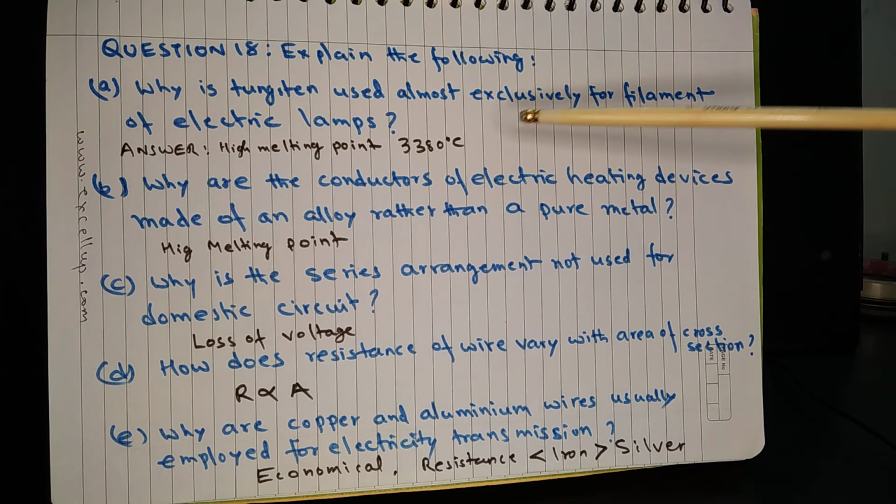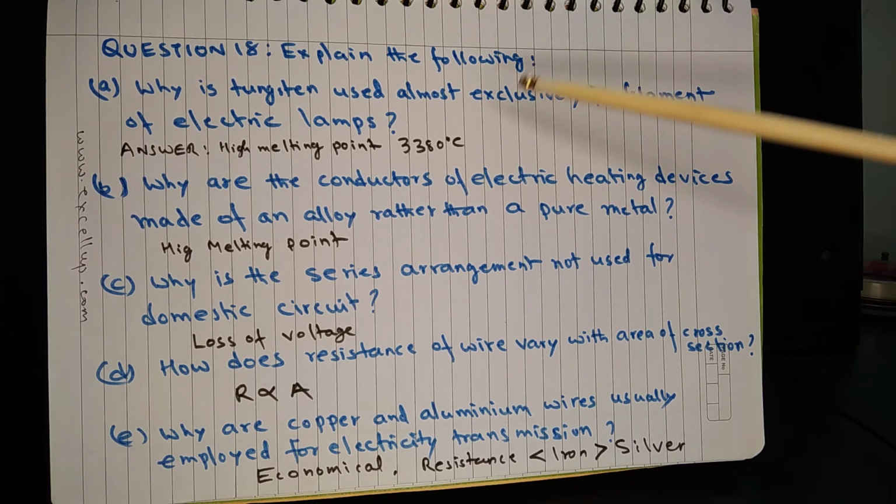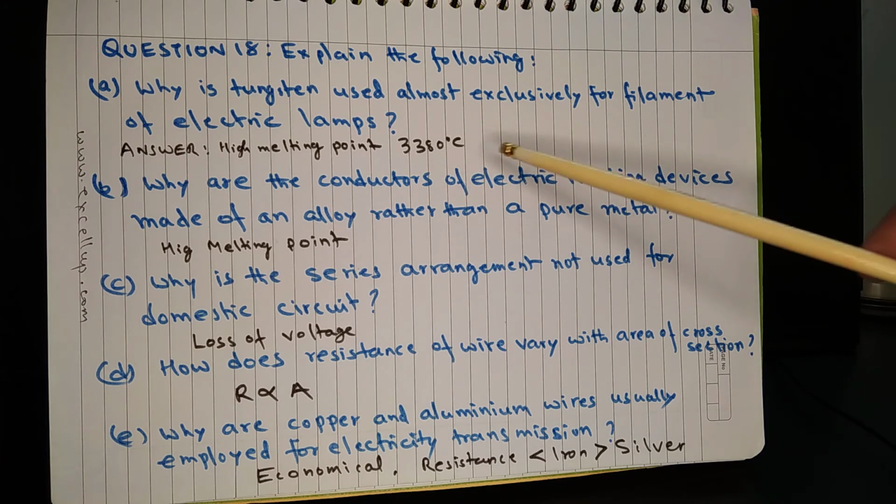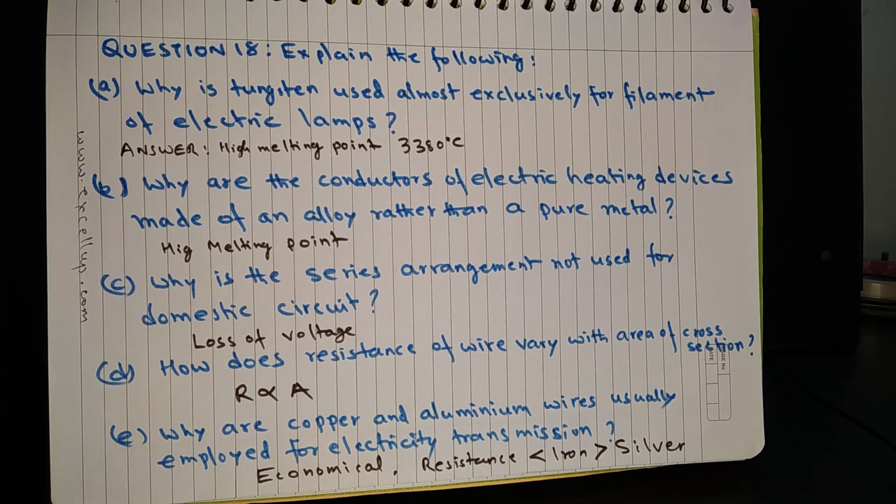The answer is that tungsten has a very high melting point. The melting point of tungsten is 3380 degrees Celsius. So even at high temperature, tungsten does not melt. Okay, and because of the high melting point, tungsten can absorb as much heat as possible and it glows. So that is why it is used exclusively for the filament of electric lamps.